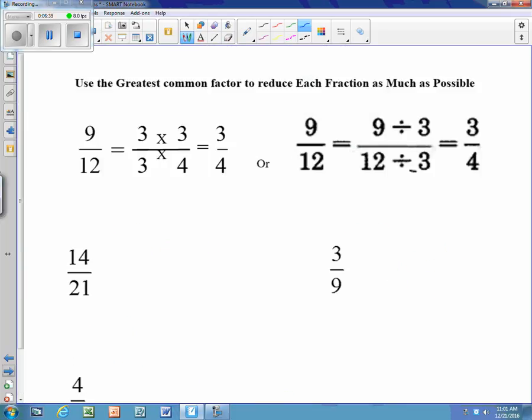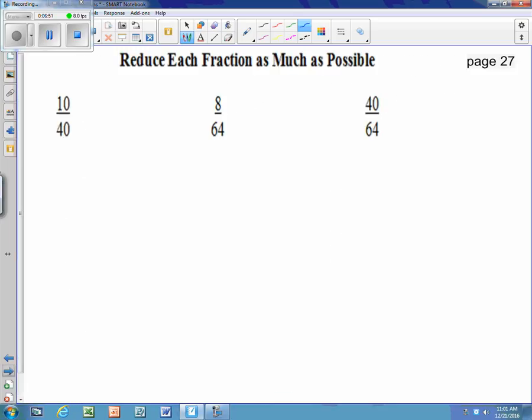So when we want to make an equivalent fraction, we can always multiply and we can always divide the numerator and the denominator by the same number. So we just did these three. So now we're going to look at 10/40ths. Well, 10 can go into 40. So right away I'm going to divide by 10 and I end up with 1/4.